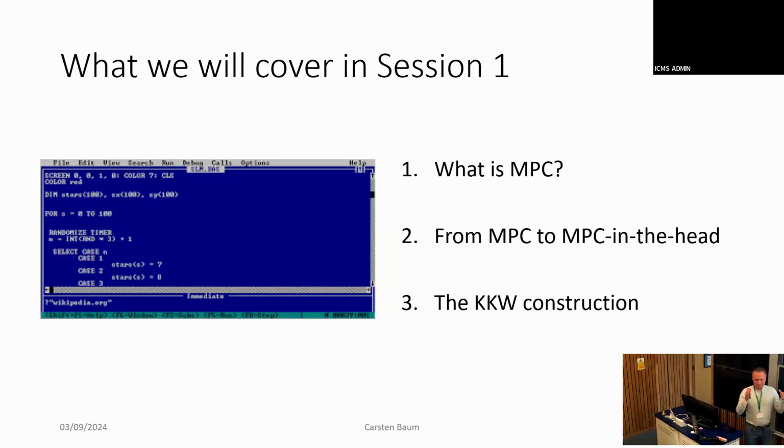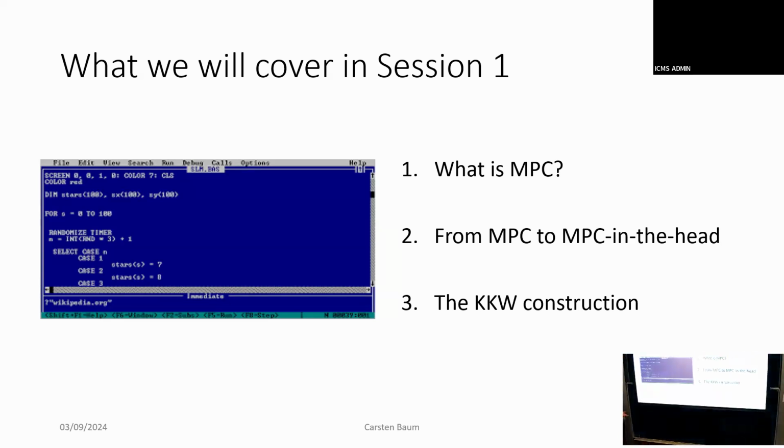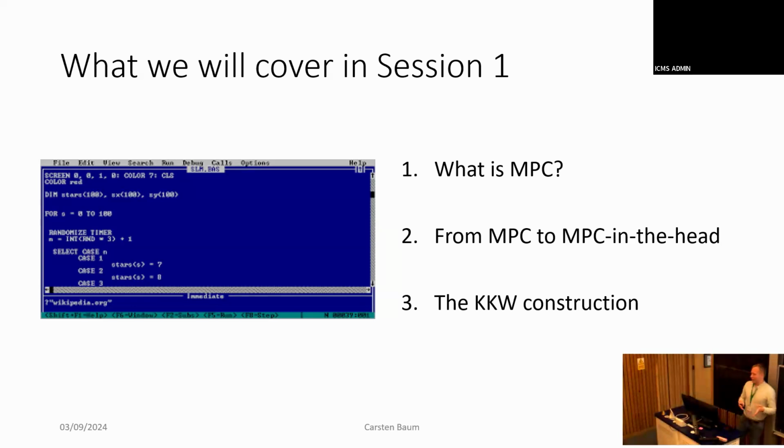So now is session 1 out of 3. What is this session going to be about? First, there's this thing called multi-party computation. What is this? Then we're going to go from there to putting that into the head of someone. And finally, talking about the so-called KKW construction, which is one way of building MPC in the head, probably the easiest way of building these zero knowledge proof systems.